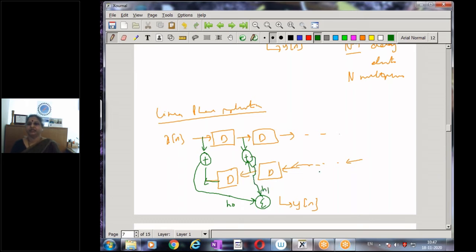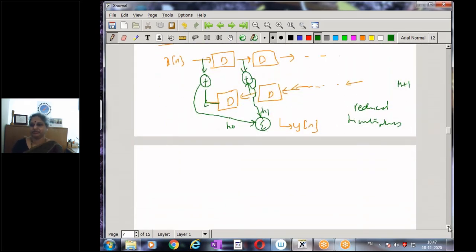the gain H1. So this design is known as the linear phase implementation of the FIR filter, and this is an efficient method of implementation because in this method we have reduced the number of multipliers. And the number of multipliers is going to be n plus 1. So this is the linear phase implementation of the system.